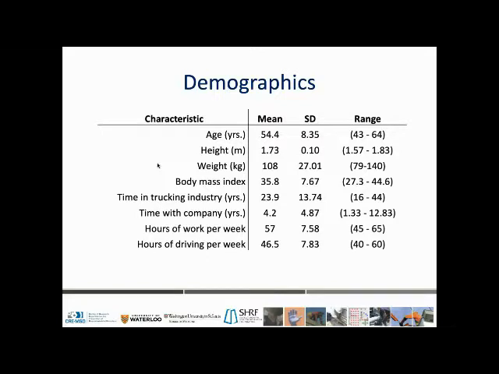All right, so some of the demographics of the participants I just wanted to point out. The mean age of our participants was 54 and ranged between 43 and 64. And that's representative of the trucking industry, as there are fewer younger drivers entering the workforce. The BMI ranged between 27, which is categorized as overweight, to 44.6, which is classified as class 3 obese, which is also representative of the trucking population. They all have at least 16 years of experience in the trucking industry and worked about 45 to 65 hours per week, where about 90% was spent driving.